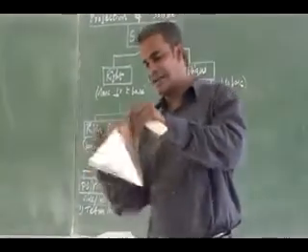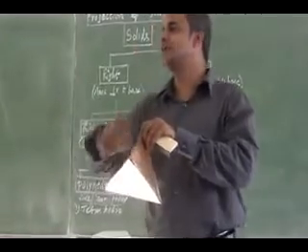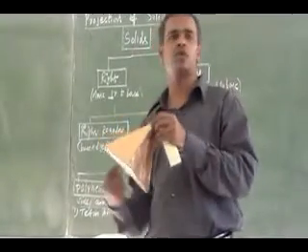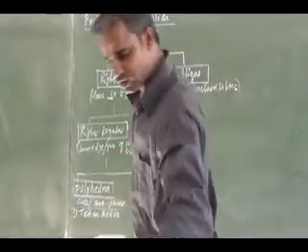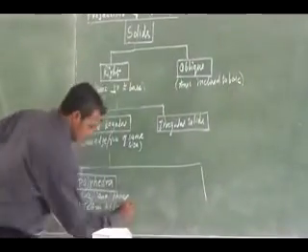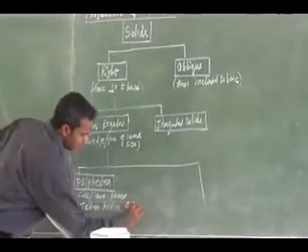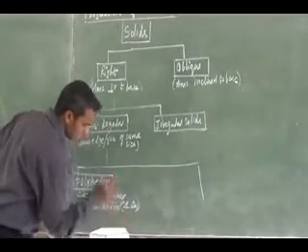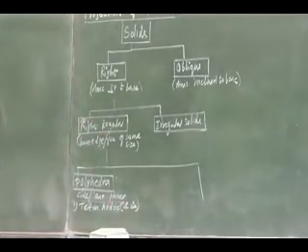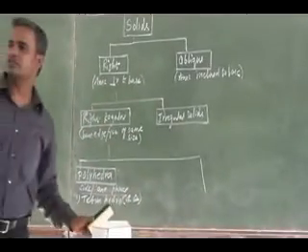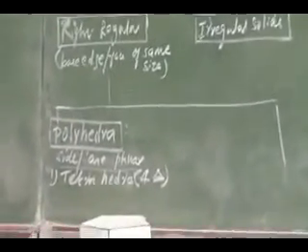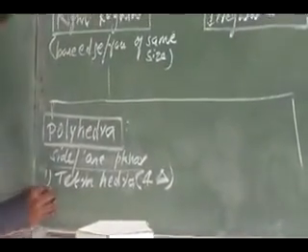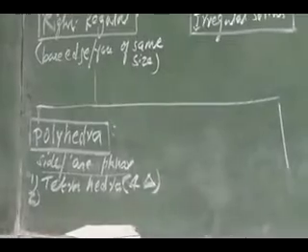So a tetrahedra has four equal size equilateral triangles. You can make a note: if a solid has four equilateral triangles, it is a polyhedra and a regular polyhedra, and it is termed as tetrahedra.